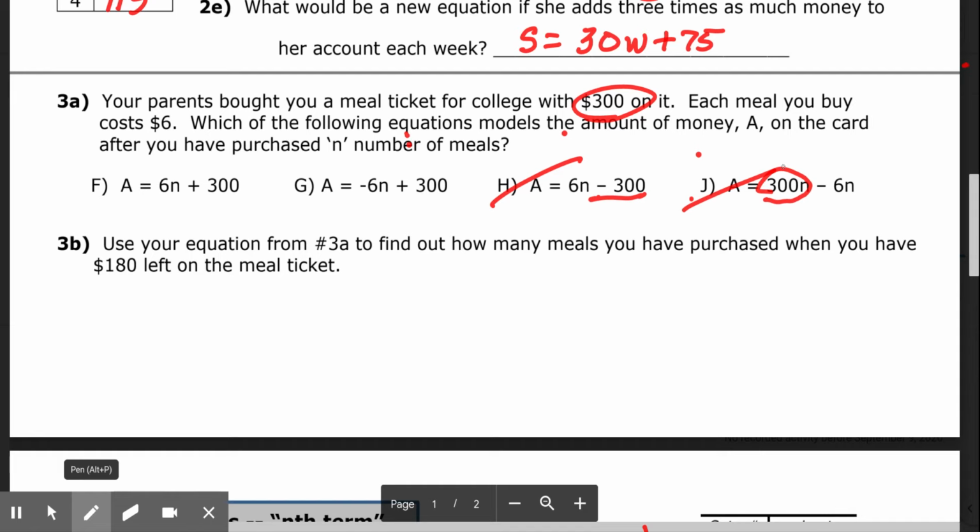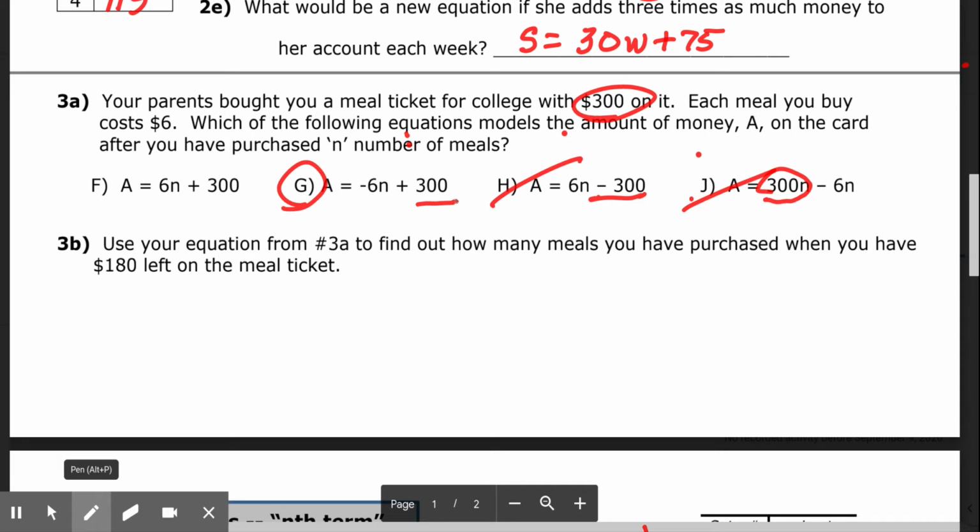All right, so let's go here. Now, it says each meal you buy costs $6. Well, that's just like having a Starbucks card or whatever: each time you use it, it doesn't add that amount to the card. It takes away. So the answer would be letter G. They start with 300 and they're taking away $6 per meal.